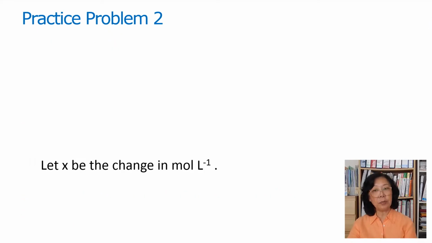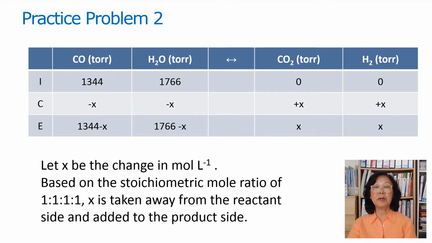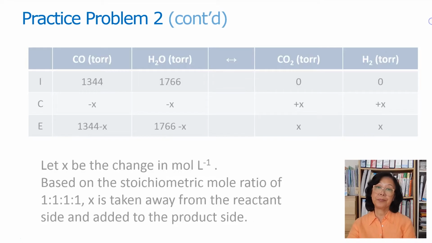Let X be the change in mole per liter. So based on a stoichiometric mole ratio of 1 to 1 to 1 to 1, as X is taken away from the reactant, X is added to the product. So now you have an ICE table. Initially 1344 torr for carbon monoxide, 1766 for water, and nothing for the product. Now we take away X mole per liter from each of the reactants and add X mole per liter to each of the products, and we come up with equilibrium concentrations or partial pressures.